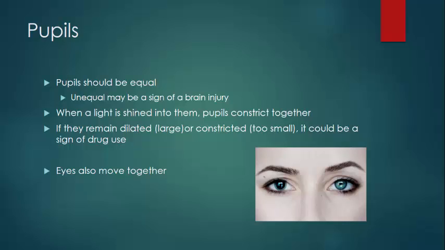Or they could be very constricted, even though it's very dark, and that too can be a sign of drug use. The neat thing about your pen lights is they have little dots on them that show millimeters, so if you're not really good at guessing the size of pupils, you compare to that. Eyes also move together. So if somebody has an eye injury, we want to cover both eyes, because if we only cover the injured eye, the other eye is moving, making the injured eye beneath that pad move also.